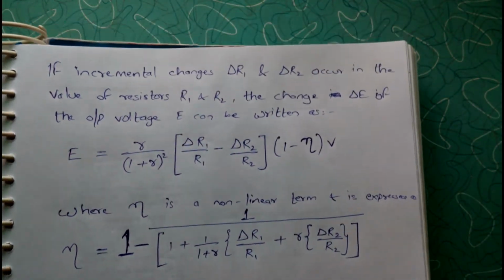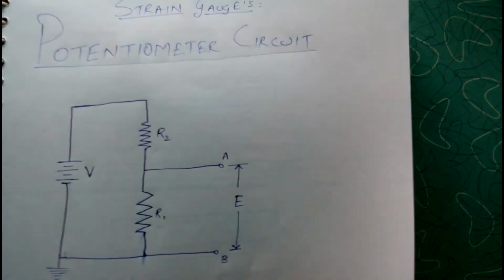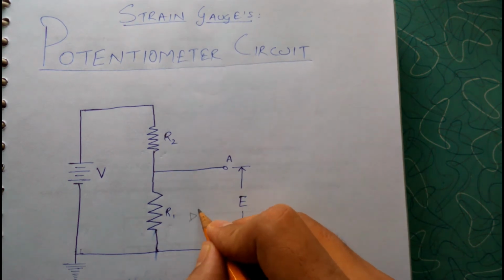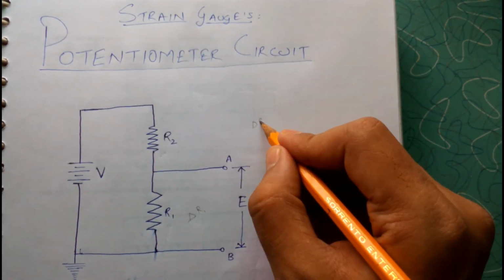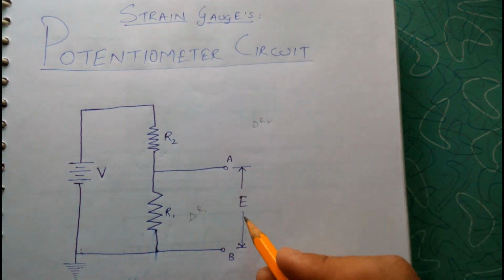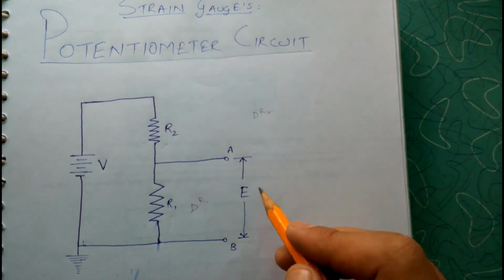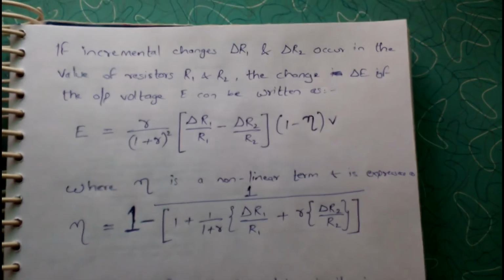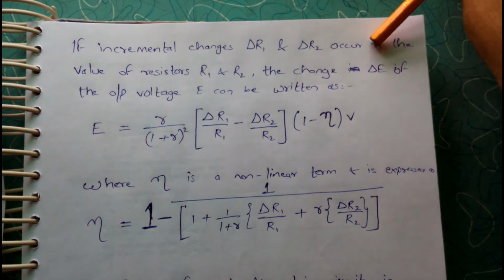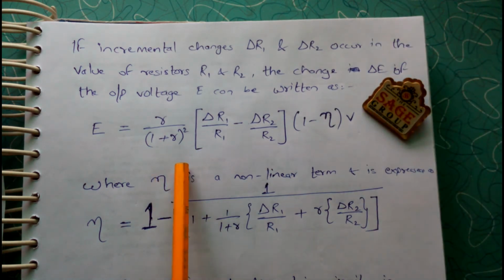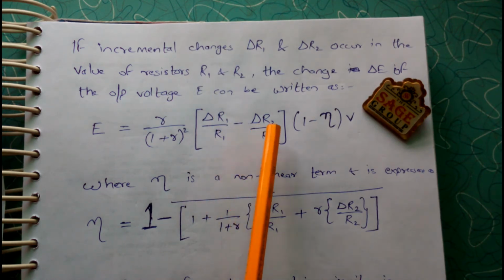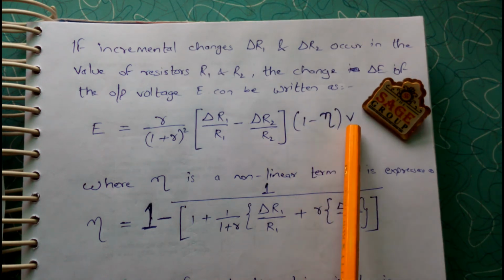Now, see if there is an incremental change in R1, let's say delta R1, and in R2 there is an incremental change delta R2. Then since these strains are increasing, there will be some increment in the output voltage also. That is, we write it as delta E, and the total measured output can be found by this equation: delta E is equal to R upon 1 plus R square, delta R1 upon R1 minus delta R2 by R2, multiplied by 1 minus eta, multiplied by the V.